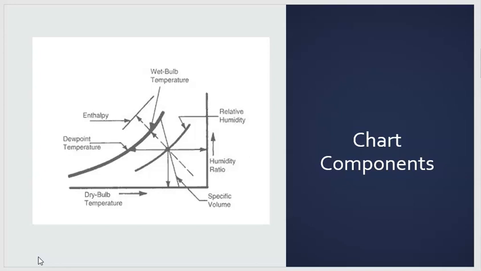Then you have the diagonal lines, which are the wet bulb temperature. What this tells you is the difference between the wet bulb and the dry bulb is how saturated the air is with water. Because once it hits that dew point, it will condensate, as I said before.